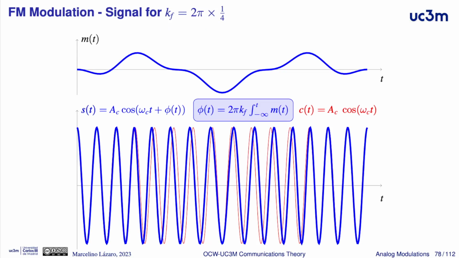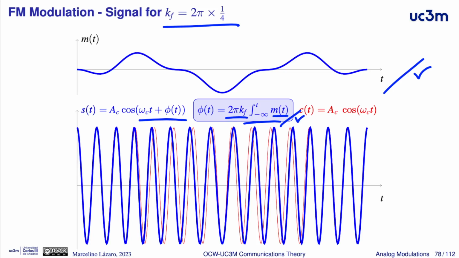Something similar happens for a frequency modulation. Here we have the same modulating signal. Now for a frequency modulation, the argument is written in the same way, but now the term phi of t is not proportional to the modulating signal, but to the integral of the modulating signal. And the proportionality constant is 2 times pi, the frequency deviation constant kf. In this case, kf is again 1/4 of 2 times pi.